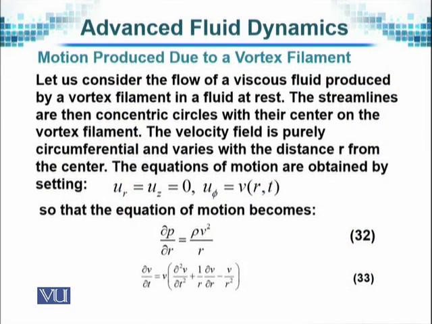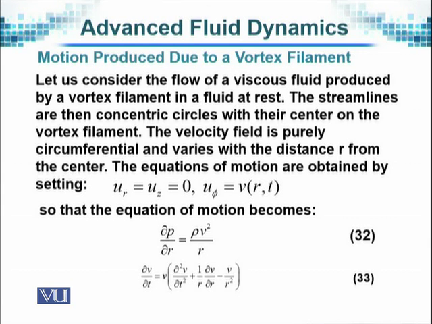As we discuss the effects of rotation and rotational effects, let us consider the flow of a viscous fluid produced by a vortex filament in a fluid at rest. The streamlines are concentric circles with their center on the vortex filament. The velocity field is purely circumferential and varies with distance r from the center.